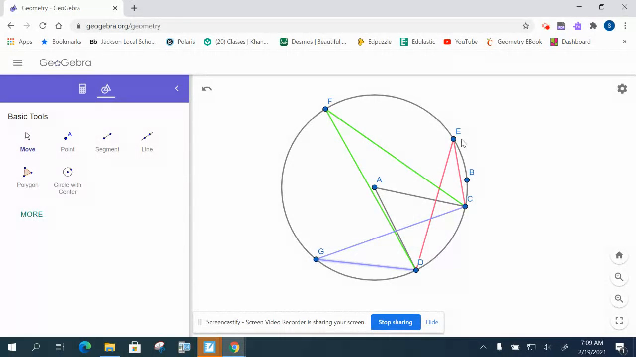And notice that the vertices of these angles are not in the center, but they are on the circle. That's called an inscribed angle. A central angle is angle CAD. That is called a central angle because the vertex is at the center. These three angles are called inscribed angles because their vertices are on the circle, and the angle is inscribed within the circle.